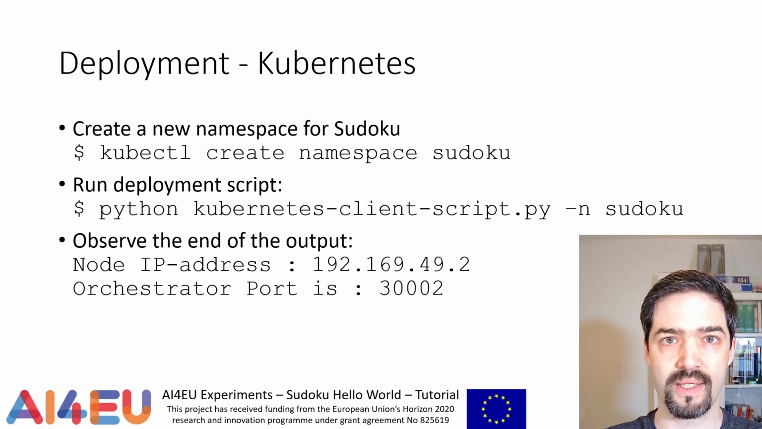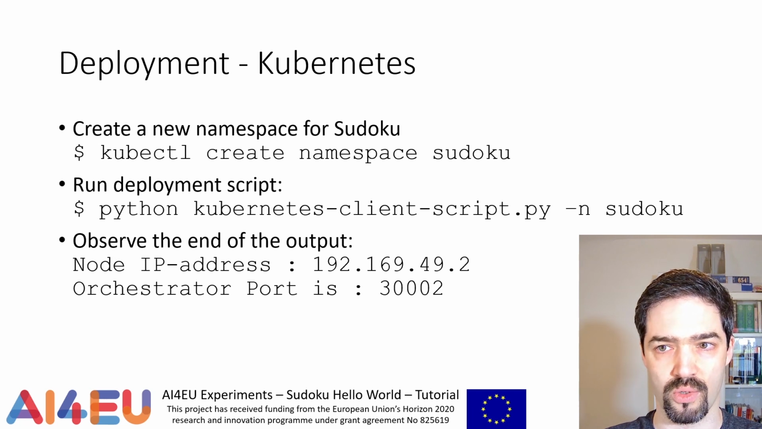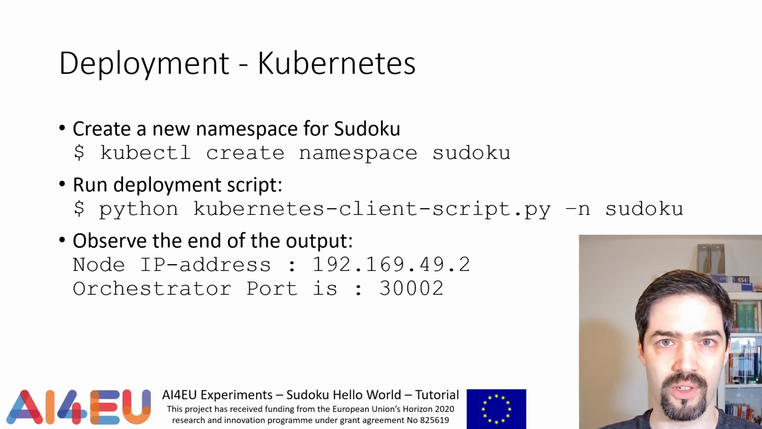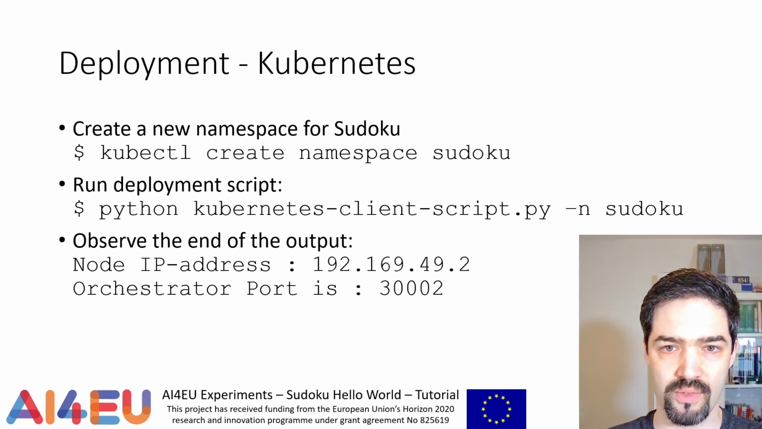As I said, we need some Kubernetes environment. In this example, we will use Minikube. First, we need to create a new namespace for the example. Here we call this namespace Sudoku. You can choose any name, because in each command that will follow, you will need to give this namespace as a parameter. Once we have the namespace, we run the deployment script, and then we write down or save the end of the output.